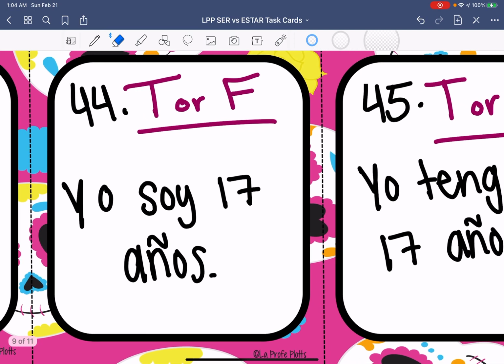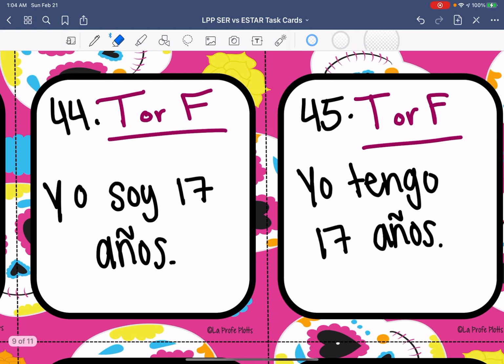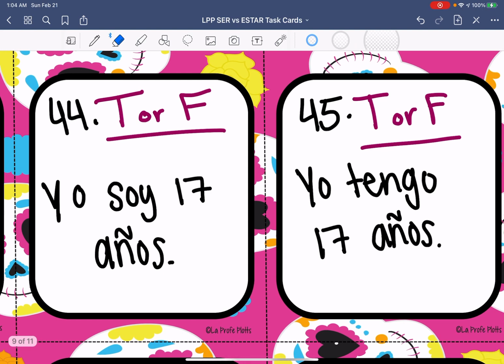Okay. Here we have number 45. True or false? Write T for true, F for false. Is this sentence written correctly? Yo tengo 17 años.